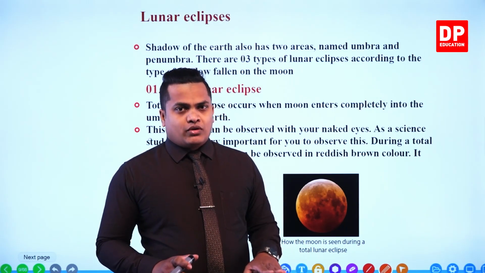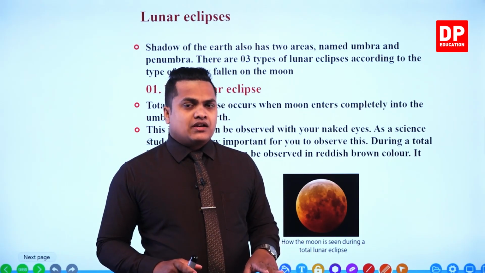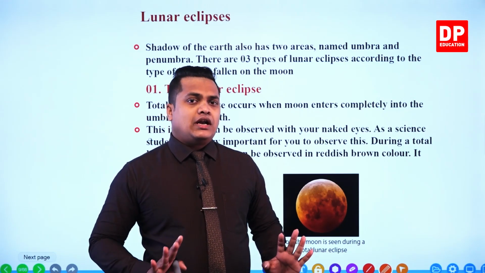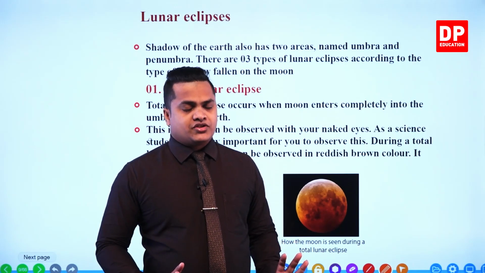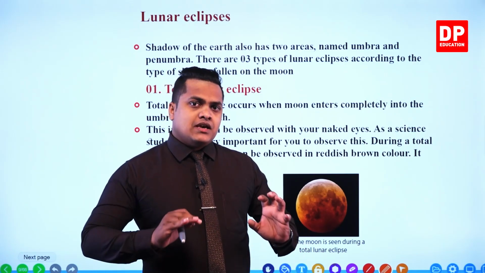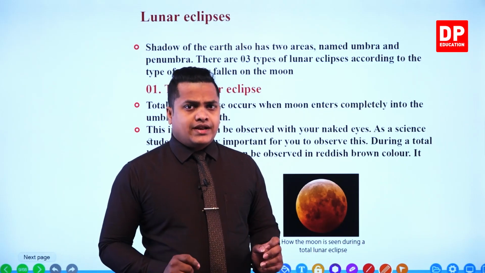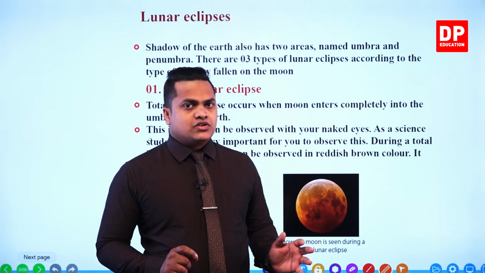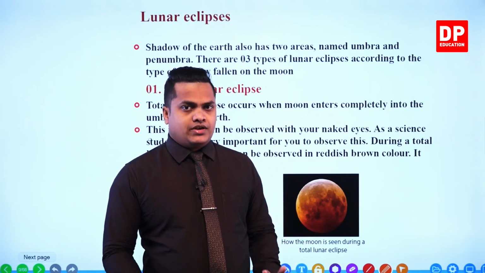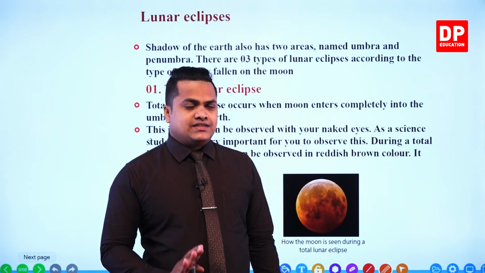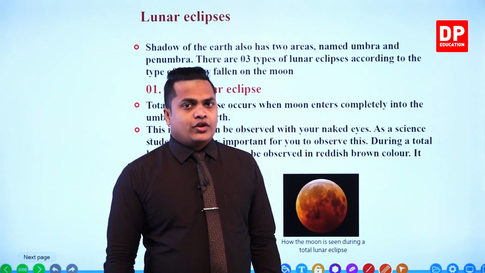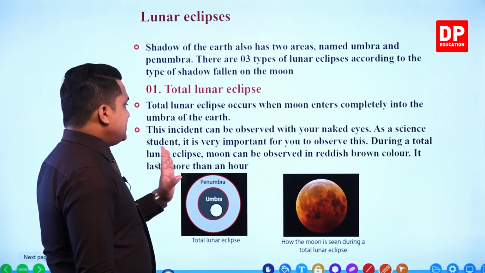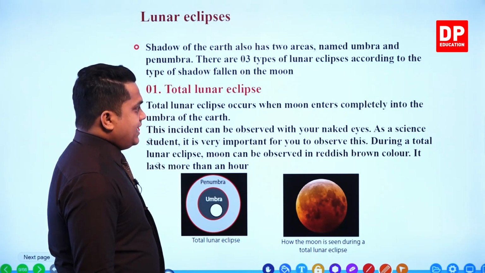So looking at a lunar eclipse with your naked eye won't harm you at all, even though you are looking at solar energy. It's not going to be a problem at all, because most of the harmful light rays will be absorbed by the surface of the moon. So it's not going to harm your eyes, don't worry. You can directly watch this with your naked eye. There's not going to be a problem. So this incident can be observed with your naked eyes.